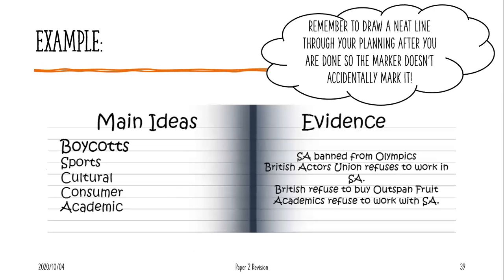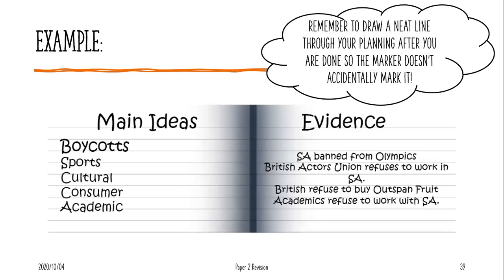So right at the back of the book, you're going to fold the page in half. Main ideas: boycotts, there were sports, cultural, consumer, academic. And then the evidence for that is that South Africa was banned from Olympics, the British Actors Union refused to work in SA, British refused to buy outspanned fruit, and academics refused to work with SA. So that kind of just summarizes the essay for you.